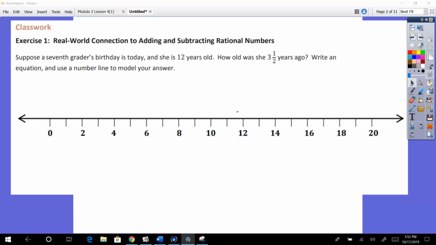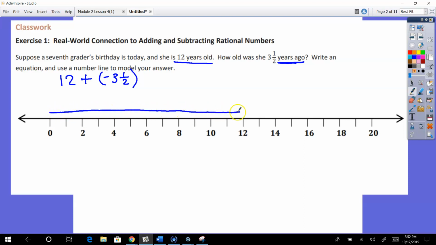So she is 12 years old, plus, and then how old was she 3.5 years ago? So we're going back past 3.5 years ago. Sorry, not 3. So -3.5. And then use your number line. Okay, so we are starting our number line at 0 since you can't be a negative age. You should have started it at 0 and then went to 12.